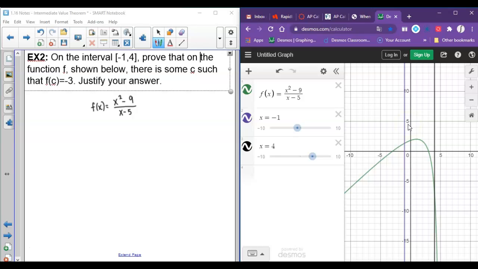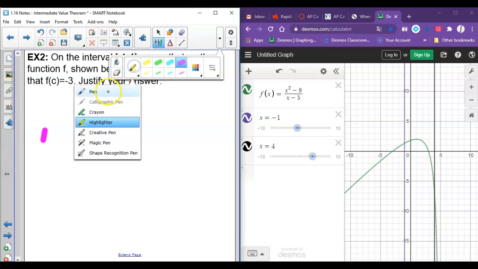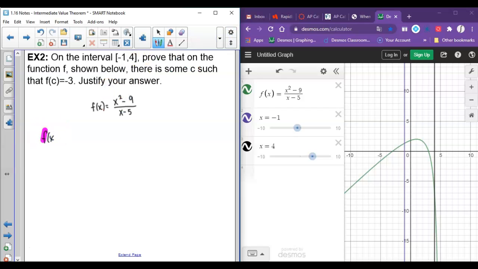So the very first thing that we're going to say is that f, first we're going to get a pen instead of a highlighter to write with, that f of x is continuous on the interval from negative 1 to 4. So we know that we have continuity here. What we need to know now is where that f of negative 1 and that f of 4 is at.